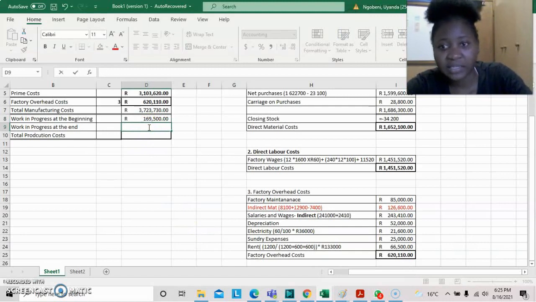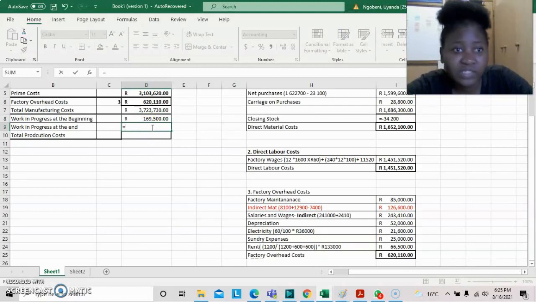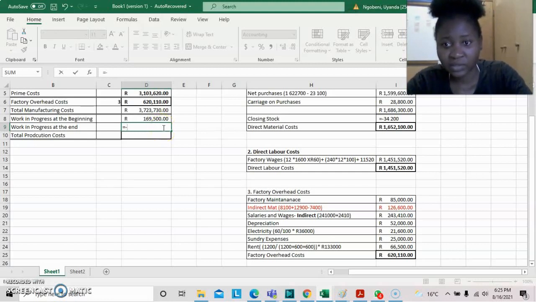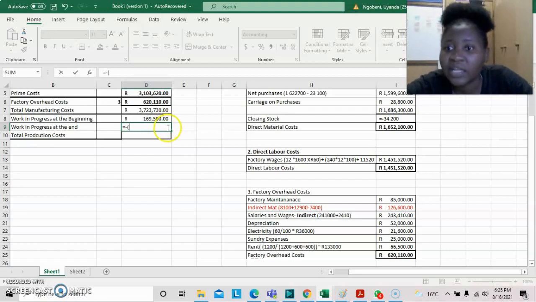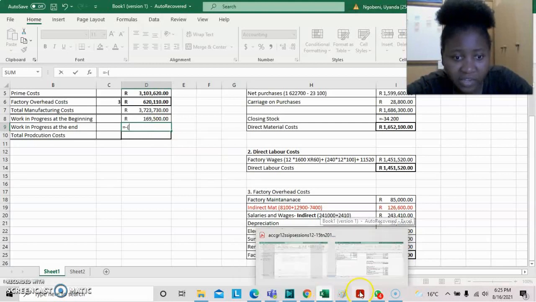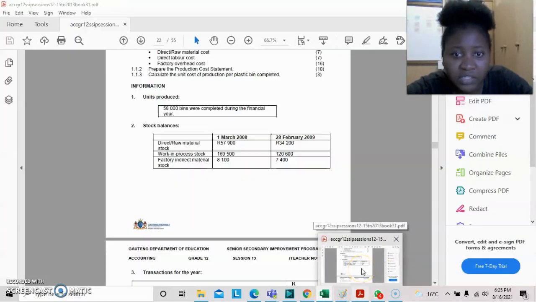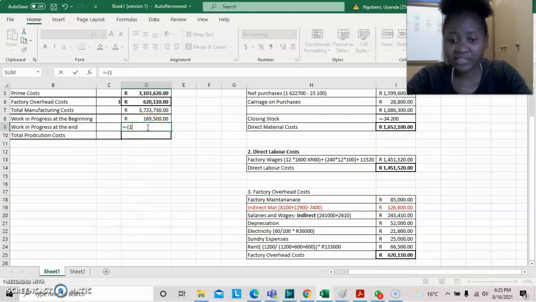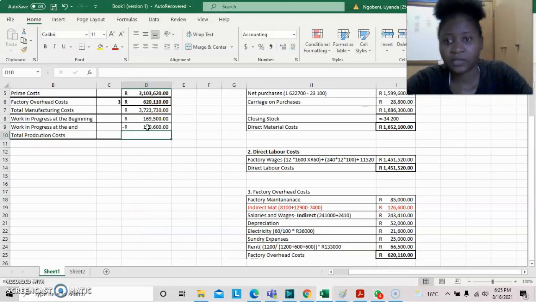And then we have the amount at the end. How much was it? It was 120,600. So this is the closing balance.